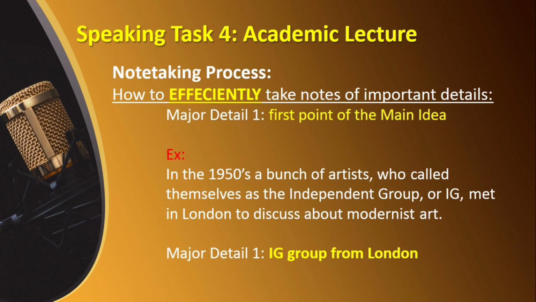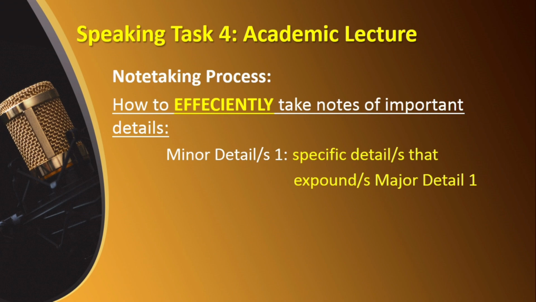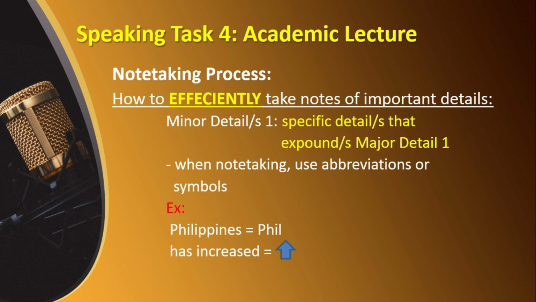So the next thing that must be on your paper is the supporting detail or supporting details that would expound on your first major point. This is again where the professor would go into specific details. Here is a pro tip. Since this is the part of the professor's lecture where you will hear a lot of information, when note-taking, try to use abbreviations to cut the time spent on writing. You may even use symbols, but be sure you'd understand them when you give a response. For example, instead of writing the word Philippines, you could simply write Phil. Likewise, instead of writing has increased, why not draw an arrow facing up?